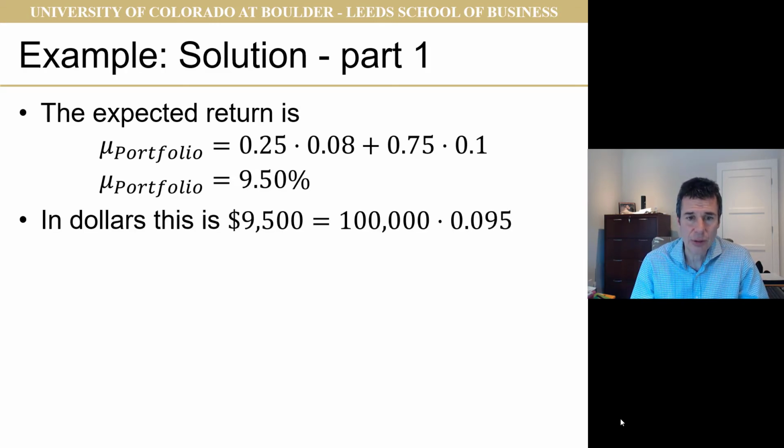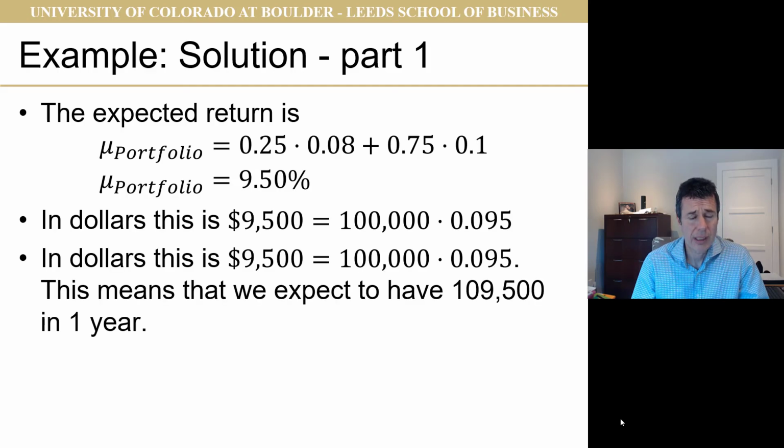Now in dollar terms, this is $9,500. We have $100,000 invested. We're expecting a return of 9.5%, so we expect to make $9,500. And again, with that $9,500, we expect the portfolio to be worth $109,500 in a year.